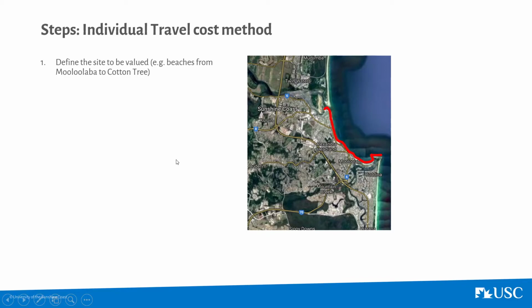Well, first of all, we need to define the site that we're actually interested in valuing. So let's take an example here and imagine we're interested in conducting a travel cost survey using the travel cost method to determine what is the value of surfing and swimming and recreating in the beaches that go from the headlands here at Mooloolaba all the way up to Cotton Tree. So we define this area here, and we exclude everything outside of that.